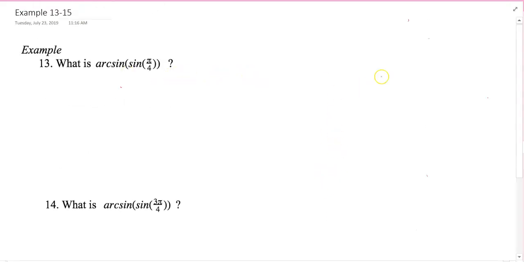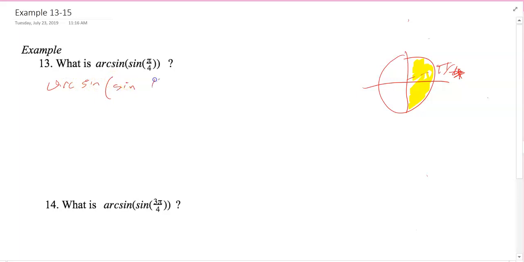What is arcsine of the sine of pi over 4? Where does pi over 4 live? Pi over 4 lives about here. Does it live in the restricted area of arcsine? Yes, it does. So pi over 4 should be the answer as long as it lives in the area. So arcsine of the sine of pi over 4 is going to be the arcsine of radical 2 over 2, and that's going to be equal to pi over 4, right? Because it lives in the restricted area.